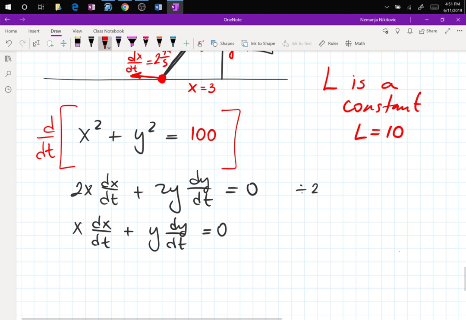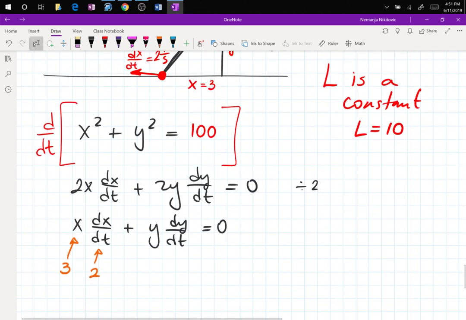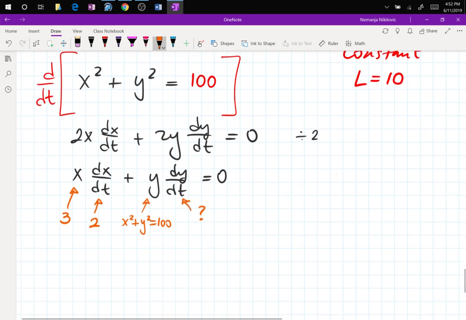So x is 3. What's dx/dt? Is it 3? No, dx/dt is 2. Y we need to figure out, so we'll use x squared plus y squared equals 100. And finally, dy/dt is what we are looking for, so we leave that as the unknown.